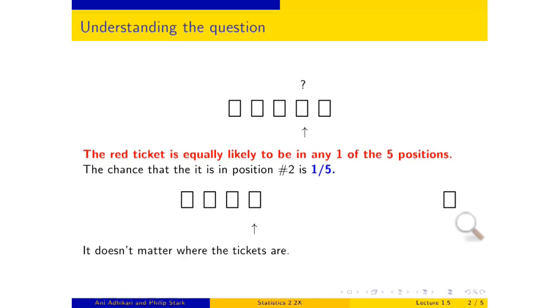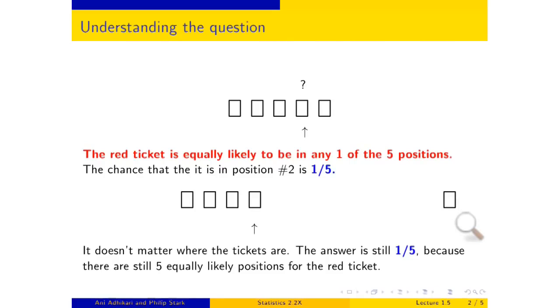Same argument. It doesn't matter where the tickets are. That red ticket has 5 equally likely positions it could be in. The chance that it's in this position is 1 in 5. And while we're about it, what's the chance that it's in this position right here? Also 1 in 5. It's 1 out of 5 equally likely positions.